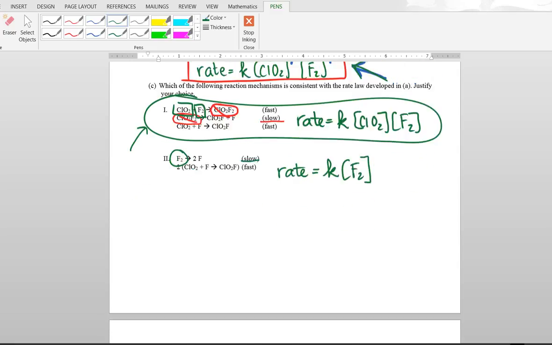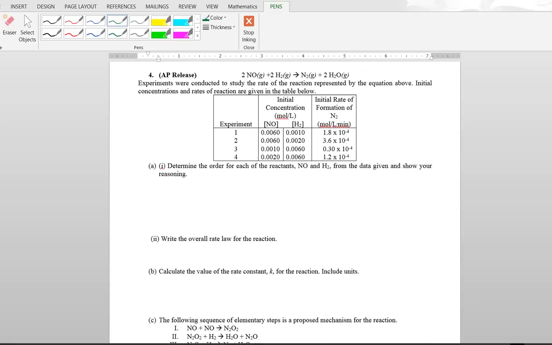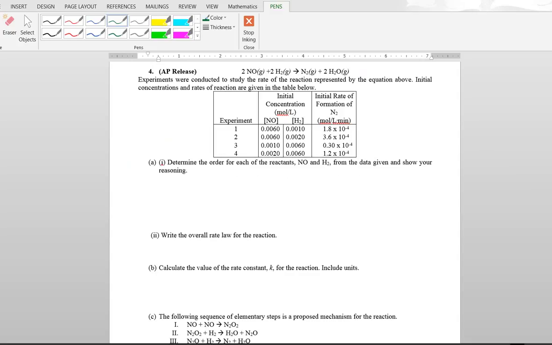All right, let's take a look at this last problem here, number 4. Similar kind of setup here. We've got some molarity versus rate information. You want to determine the reaction order from the data, show your reasoning. So when we're determining the reaction order for H2, we want to compare experiments 1 and 2, because in experiments 1 and 2, the concentration of NO remains the same. So NO remains the same.